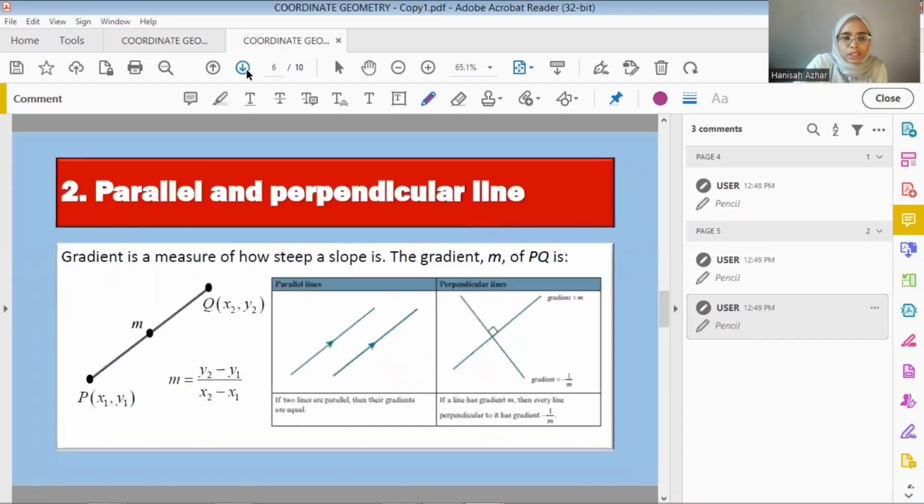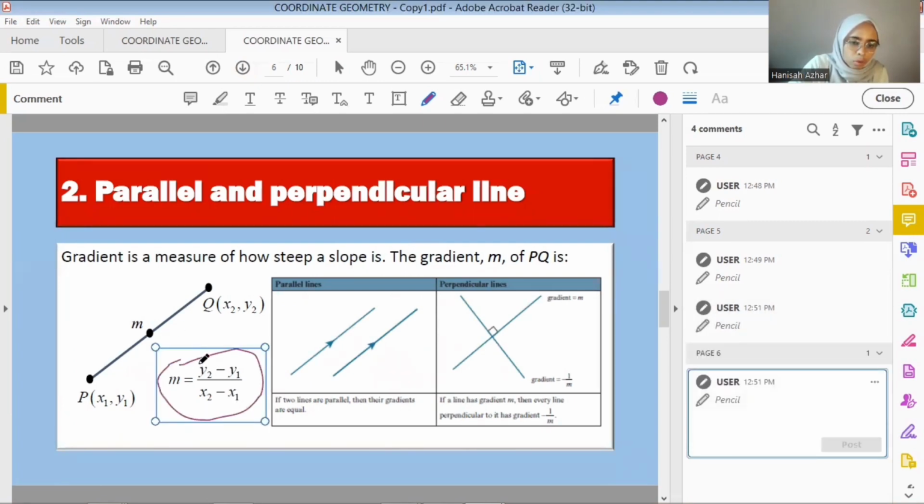Okay, let's see the second subtopic, which is parallel and perpendicular lines. Each straight line must have its own gradient. Gradient refers to small m. So the formula of a gradient is m equals (y2 minus y1) divided by (x2 minus x1). What is gradient? Gradient is a measure of how steep a slope is. So this is the formula of gradient.